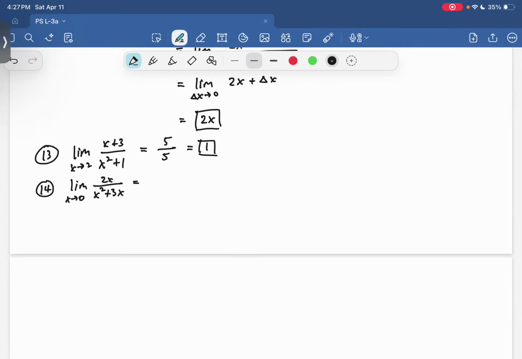If we plug in x equals 0, we're going to get 0 over 0. So that tells us we should simplify first. Let's factor the denominator. So that becomes 2 over x plus 3. And now we can plug in x equals 0, which leaves us with 2/3.